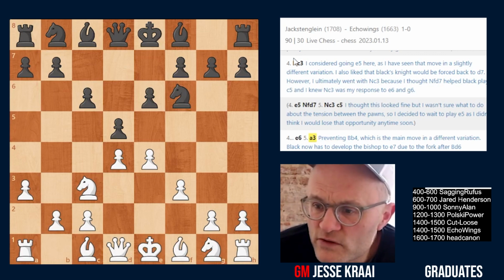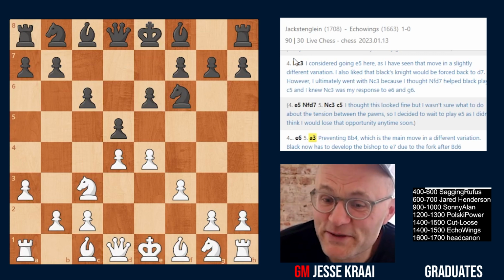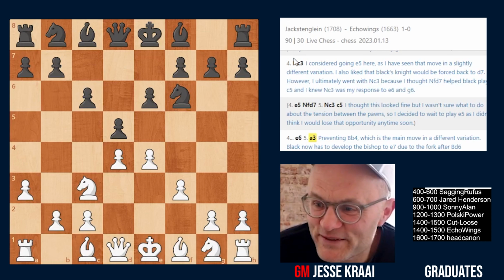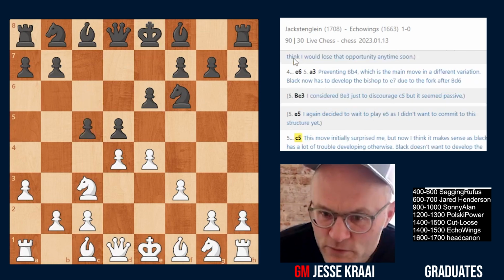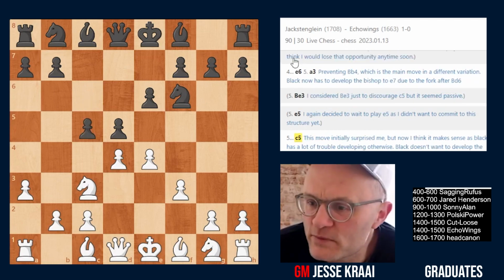It's funny you consider bishop e3 to be passive. To me, when you're playing a3, not developing, that seems a little bit funky to me. All right. Now, dude is determined and breaks. All right. Let's read what you write, Jack. This move initially surprised me, but now I think it makes sense as black has a lot of trouble developing otherwise.